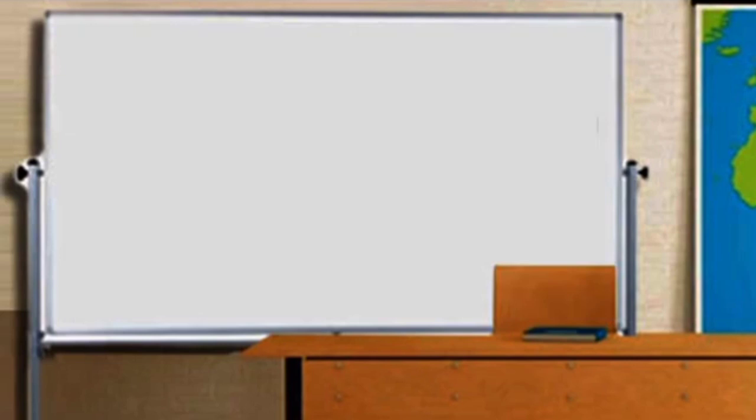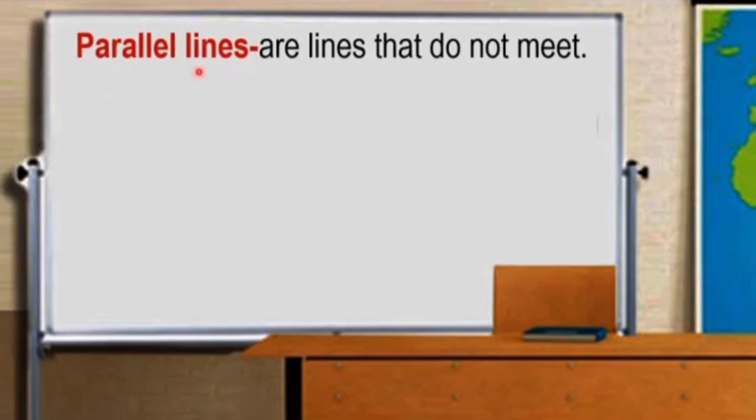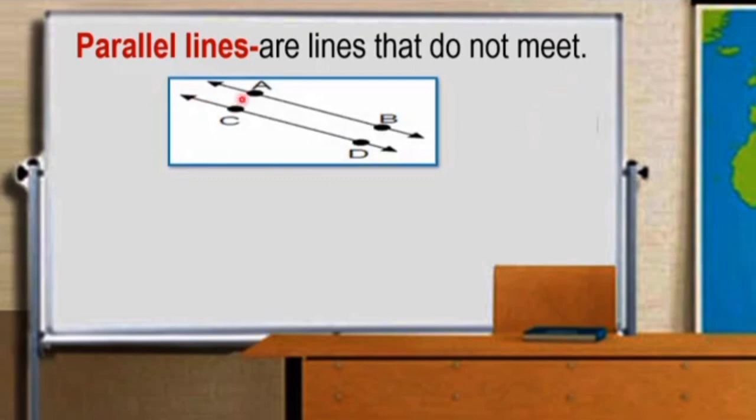Now let's proceed to our discussion. First, we have the parallel lines. When we say parallel lines, these are lines that do not meet. Now let's have our illustration. Okay, we have two lines, line AB and line CD. Try to look at our illustration. What can you say about the two lines?